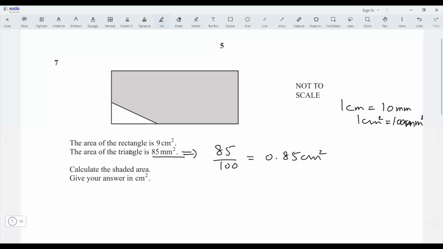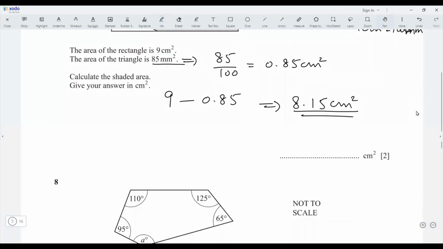So the complete area is 9. So we can say 9 minus the unshaded part's area, 0.85. After the subtraction, the result will be 8.15 centimeter squared, which will be the area for the shaded region. So it must be 8.15. So what about question number 8?